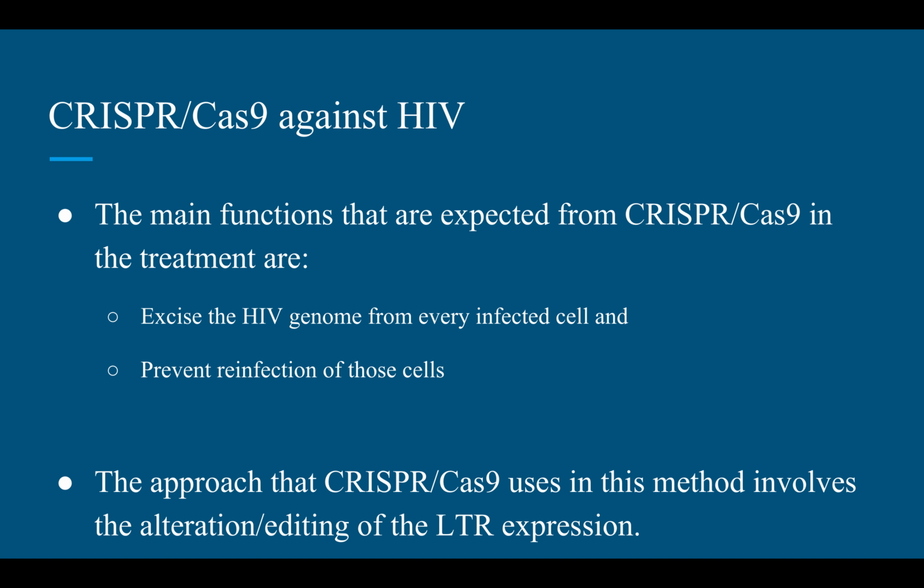The main approach that CRISPR uses in this method involves the alteration or editing of the LTR expression. LTRs are the long terminal repeats, which are identical sequences of DNA that repeat hundreds or thousands of times, found at either end of the retrotransposons or proviral DNA formed by reverse transcription of retroviral RNA. They are used by viruses to insert their genetic material into the host genomes.